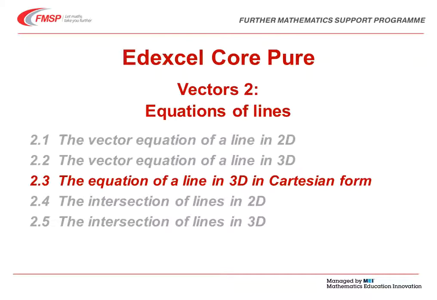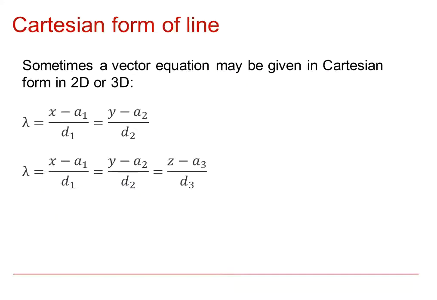EDX Corpio, Vectors 2, Equations of Lines: the equation of a line in 3D in Cartesian form. Sometimes a vector equation may be given in Cartesian form, as we can see here. The first equation is a Cartesian form of a 2D line, and the second equation is the Cartesian form of a 3D line. And I think you'll often find it easier to convert these back into a vector form in order to tackle a particular question.